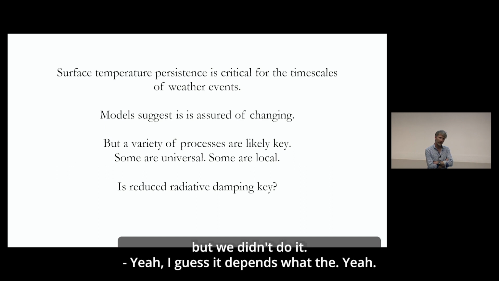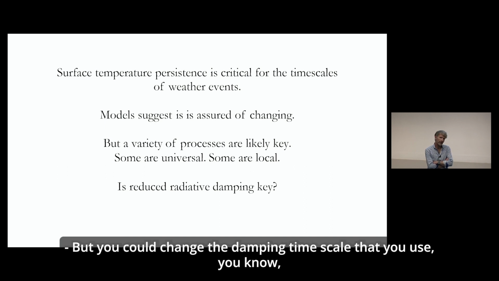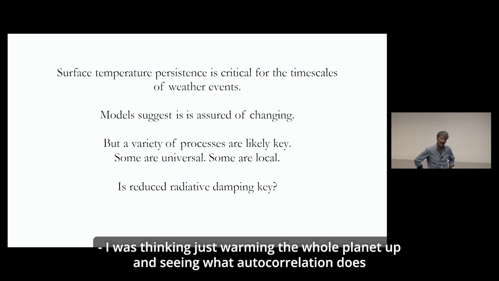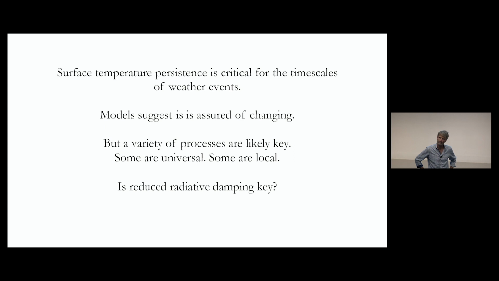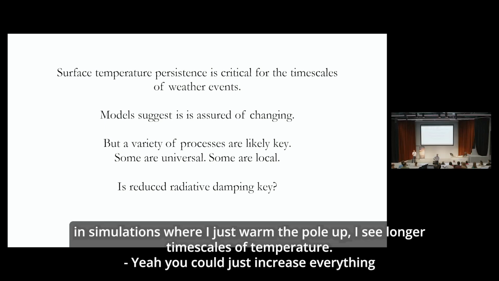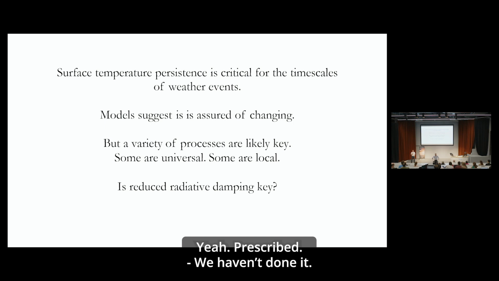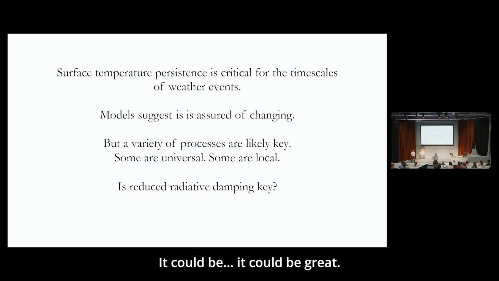Yeah, I guess it depends. But you could change the damping time scale that you use, to the rate of equilibrium profile, but then it felt like we were building it in a little bit. I was thinking just warming the whole planet up and seeing what autocorrelation does. In simulations where I just warm the pole up, I see longer time scales of temperature. You could just increase everything, the temperature. We haven't done that. But yeah, you're right, the physics is a bit prescribed. We haven't done it. It could be great. I don't know. I haven't done it.